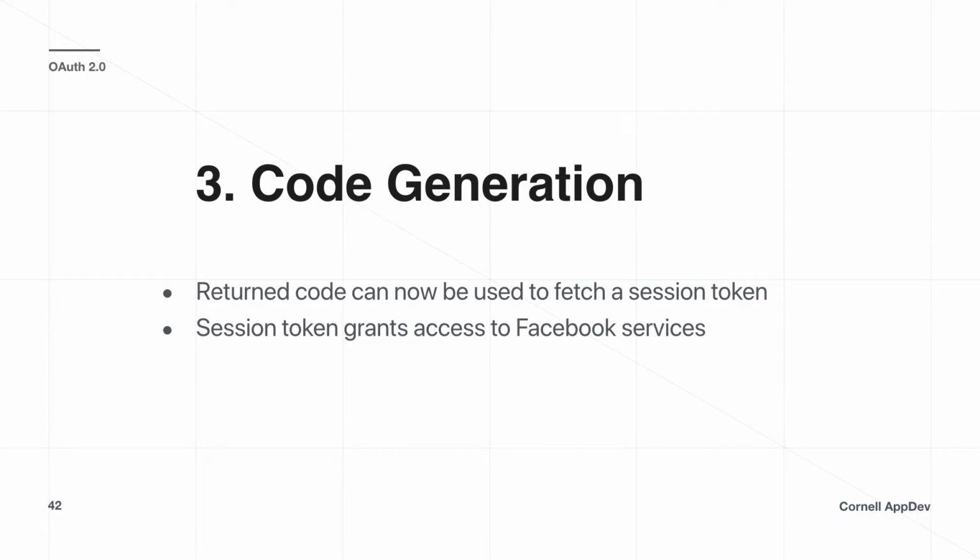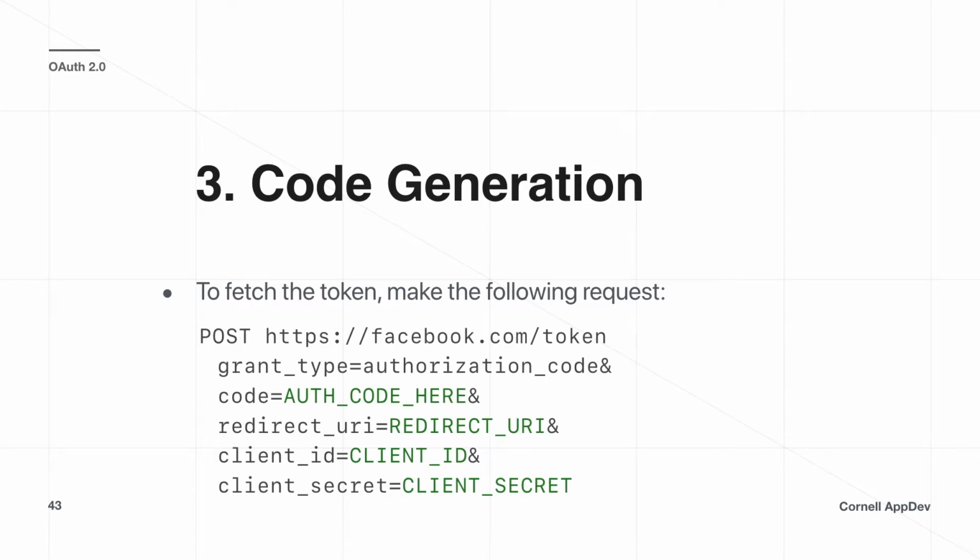So now that you have an authorization code, this can be used to fetch a session token. These session tokens don't grant access to Pinterest. It allows Pinterest to have access to Facebook services. So to get this token, Pinterest might make this request to Facebook saying, hey, I have this code. It's an authorization code. That's what I specified with grant type, and the code is put there. And then again, we have the redirect URI, client ID, and client secret to make sure, again, this is Pinterest.